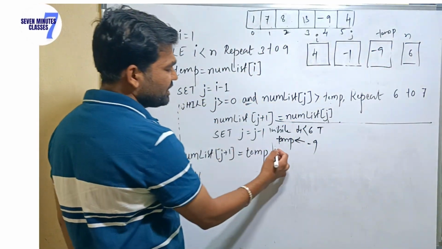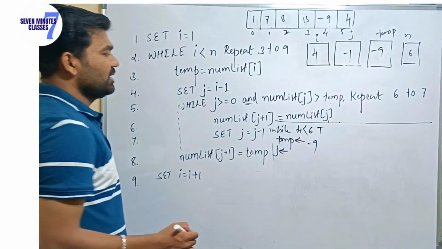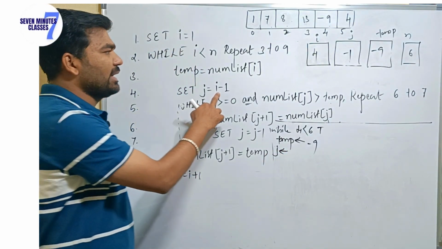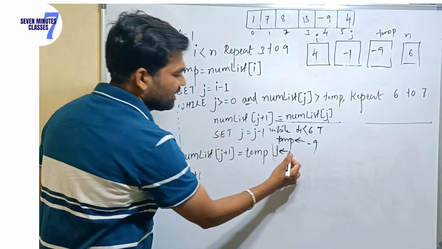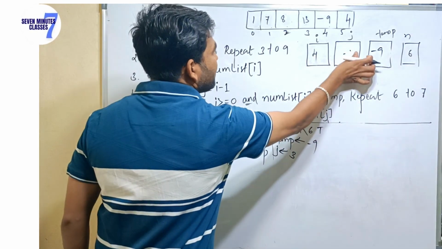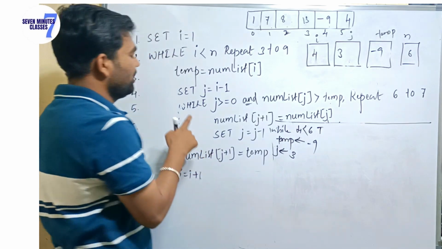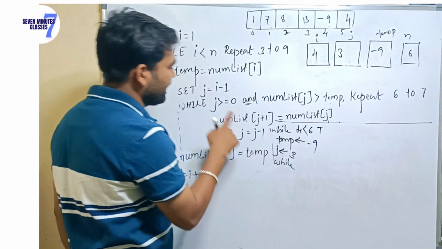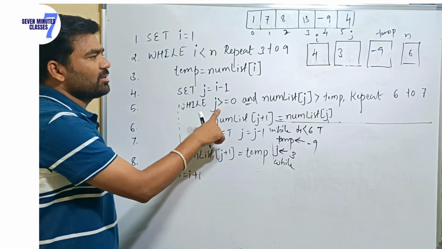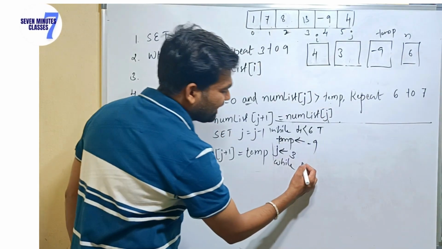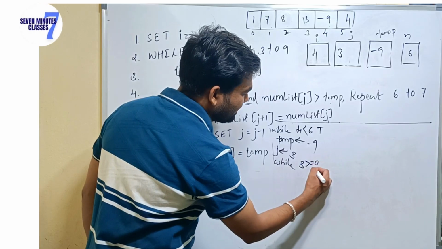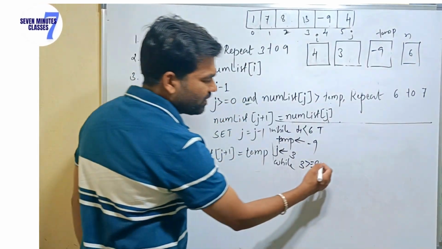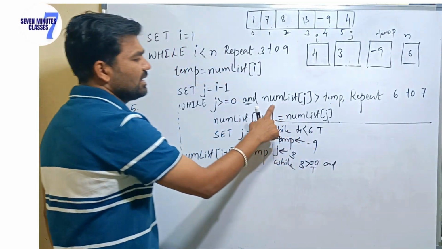Then set the value of j. J equal to I minus 1. What is the value of I? I is 4. 4 minus 1 is 3. Then the value of j becomes 3. I replace this by 3. Then another while loop. So let me write while. Okay. J is greater than or equal to 0. What is the value of j? That is 3. 3 is greater than or equal to 0. Yes, it is true.